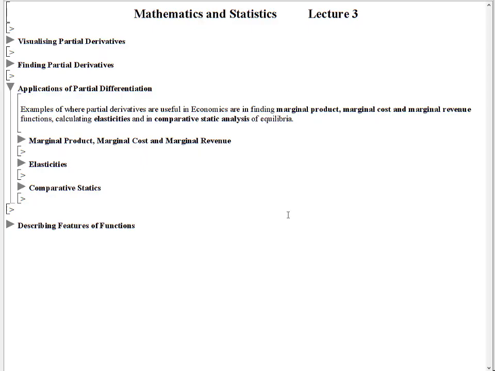Hello and welcome to part 7 of the Dev Maths and Stats Refresher Course, Lecture 3. Here we can look at the concept of elasticity, which is a pretty central concept in many quantitative social sciences, and we'll also mention comparative statics quite briefly. So, turning to elasticities.